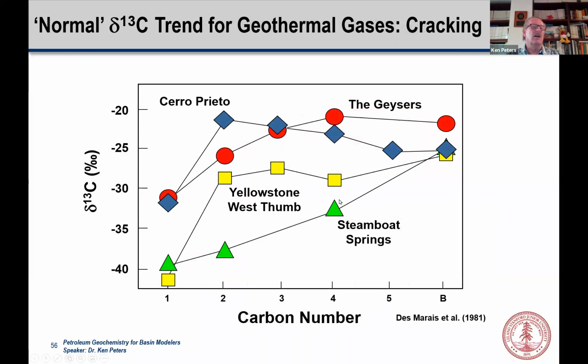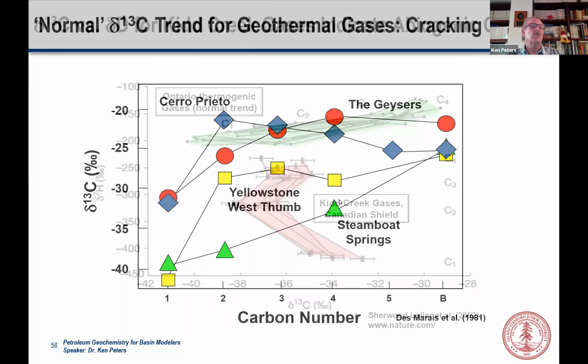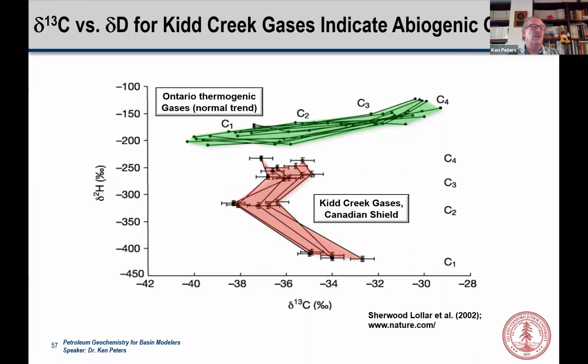This is a normal isotope distribution. You do see reversed isotope distributions occasionally. They're very interesting. You can see them in carbonaceous chondrites from outer space, and you can also see them in some gas emanations from the Canadian Shield and the Fennoscandian Shield. The isotope distributions look reversed as opposed to the normal trend here for these Ontario gases.